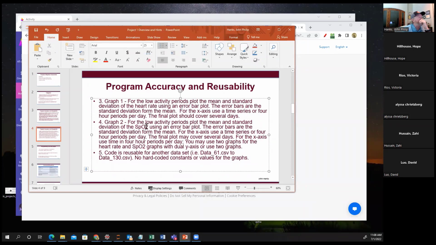Oh, the second one is the SpO2. Okay, be real clear. The second graph is the SpO2. The first graph is the heart rate. So there are 2 graphs. Confused myself there.